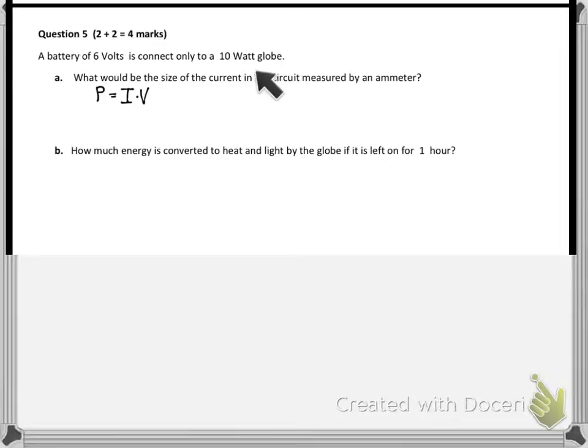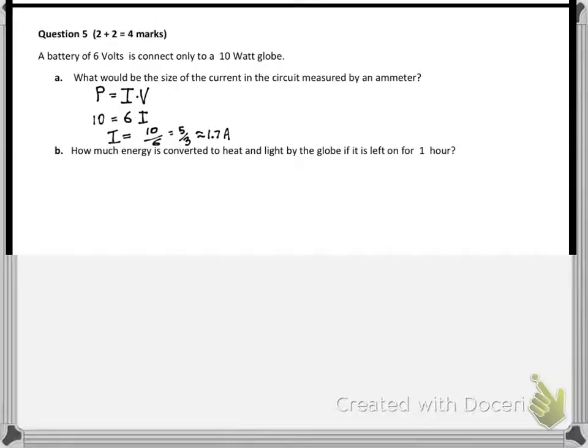What we know about the globe, it's made up of 10 watts of power. So there's our rule for power. Power is equal to current multiplied by voltage. Now, I know the voltage in the globe, 6 volts. And from that, let's work out the current. So, power is 10, voltage is 6, and the current is unknown. So I'm going to divide by 6, and I get 10 on 6, which is approximately 1.7 amps.